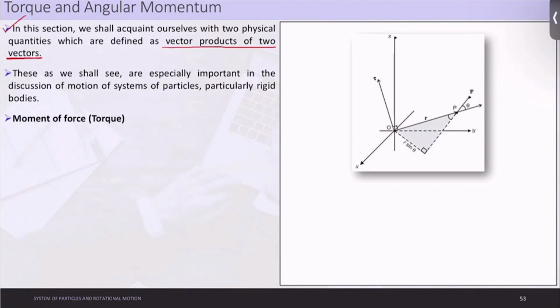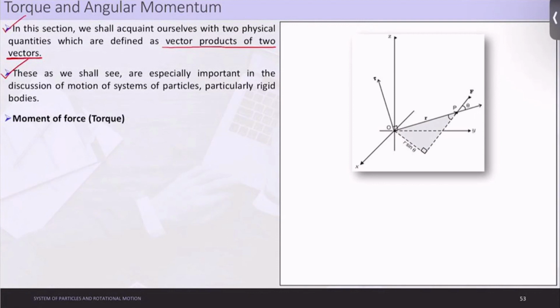So these, as we shall see, are especially important in the discussion of motion of systems of particles, particularly rigid bodies. That being said, let us understand the first concept, which is called the moment of a force, or basically torque.